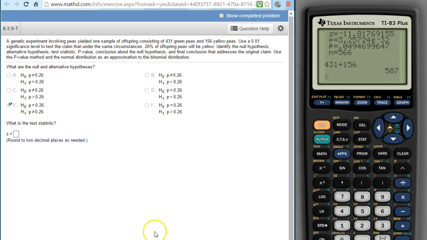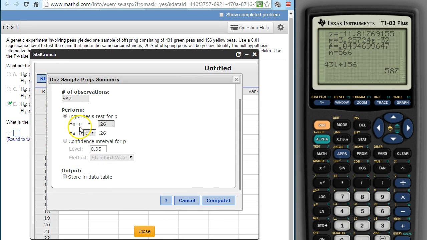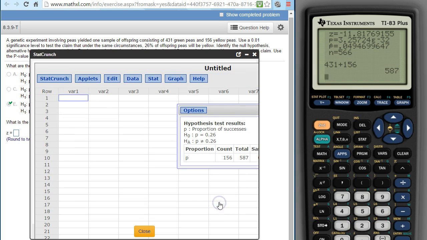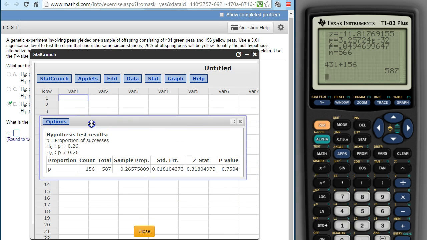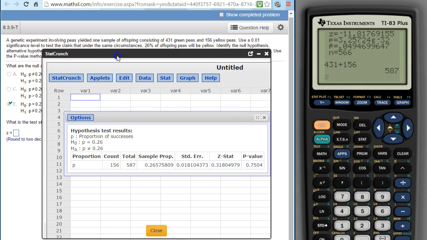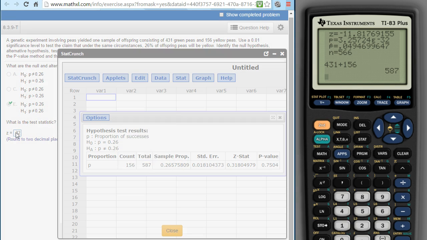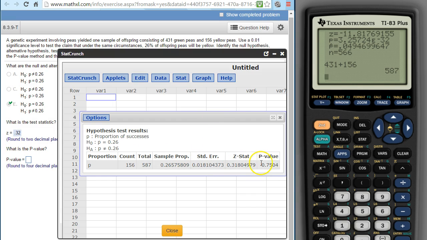Alright, what's the test statistic? So we're going to go back to StatCrunch and have it run the hypothesis test. And this is what it tells us. So the test statistic is 0.3180. They want it to two places, so 0.32. Alright, and what's the p-value right there? 0.7504.